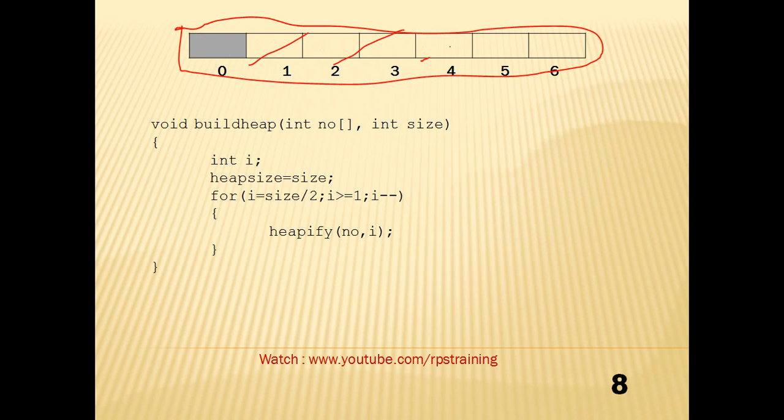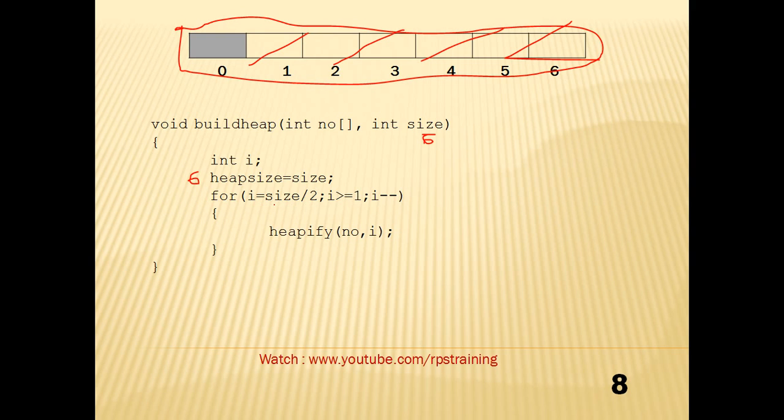That array is sufficient. The name of the array, and int size, that is 6. Heap size equals to size. Heap size is a global variable, and size is 6, so heap size will be 6. And only one loop is used here: for i equals to size by 2, i greater than equals to 1, i minus minus.